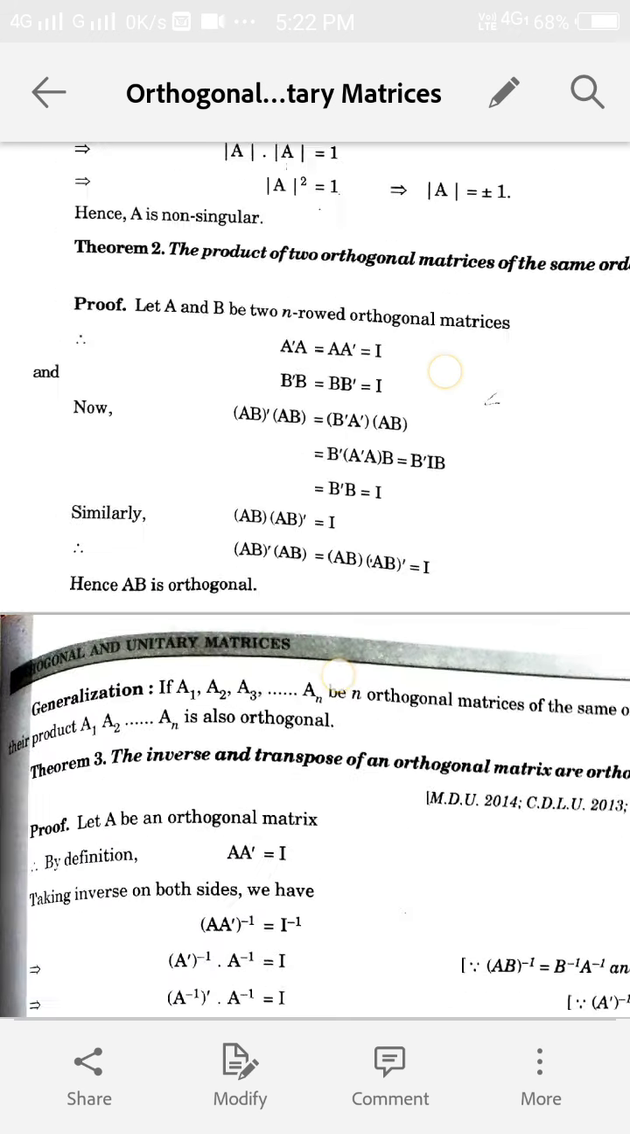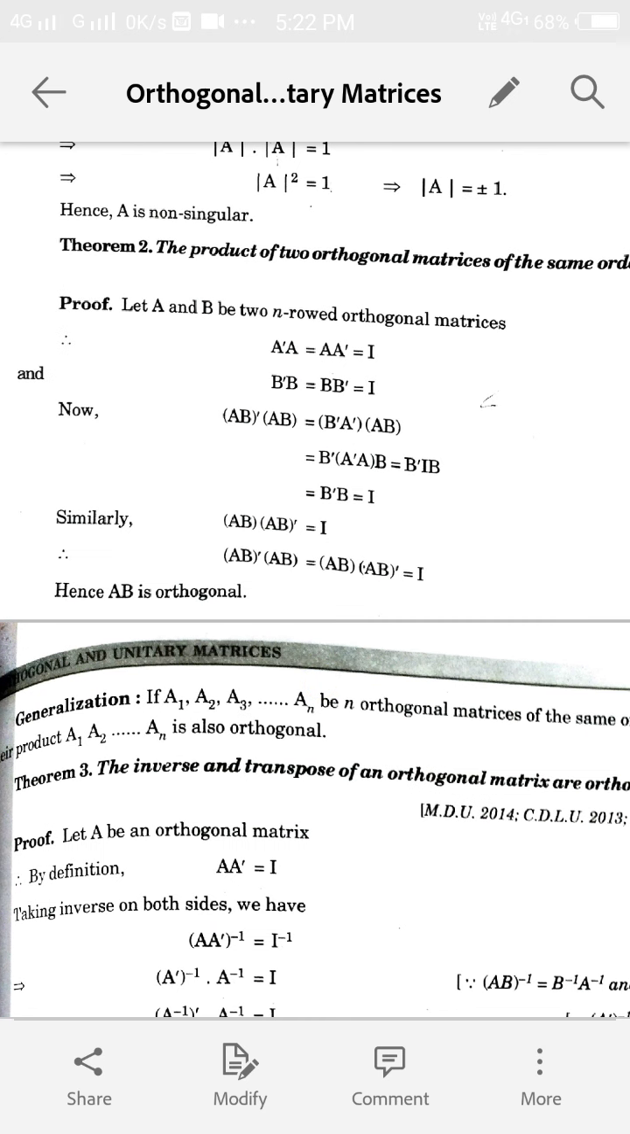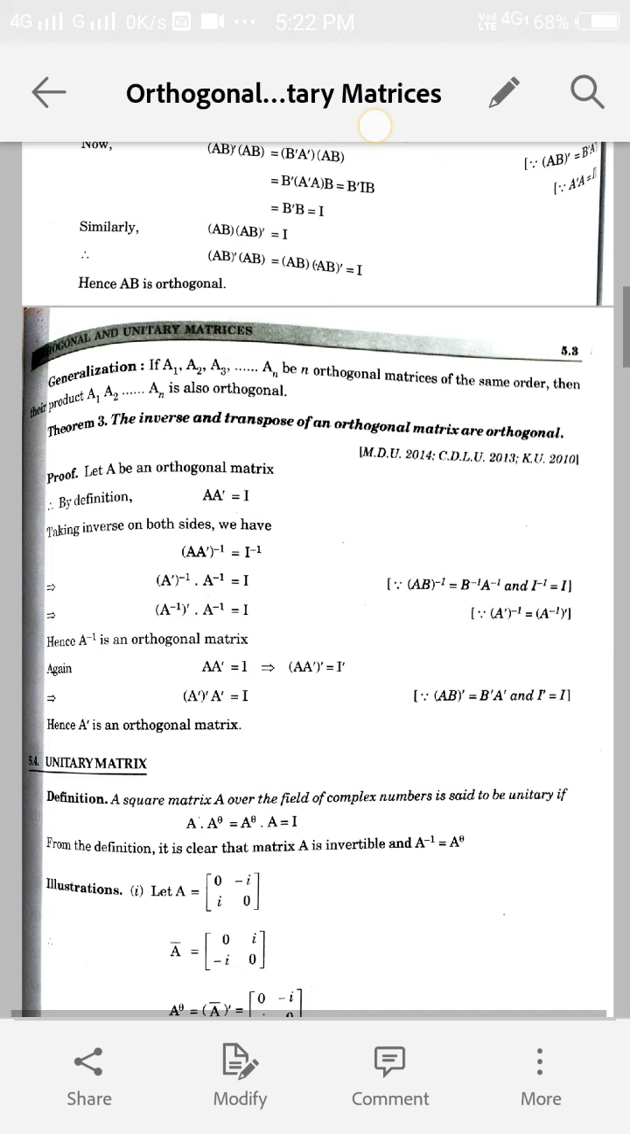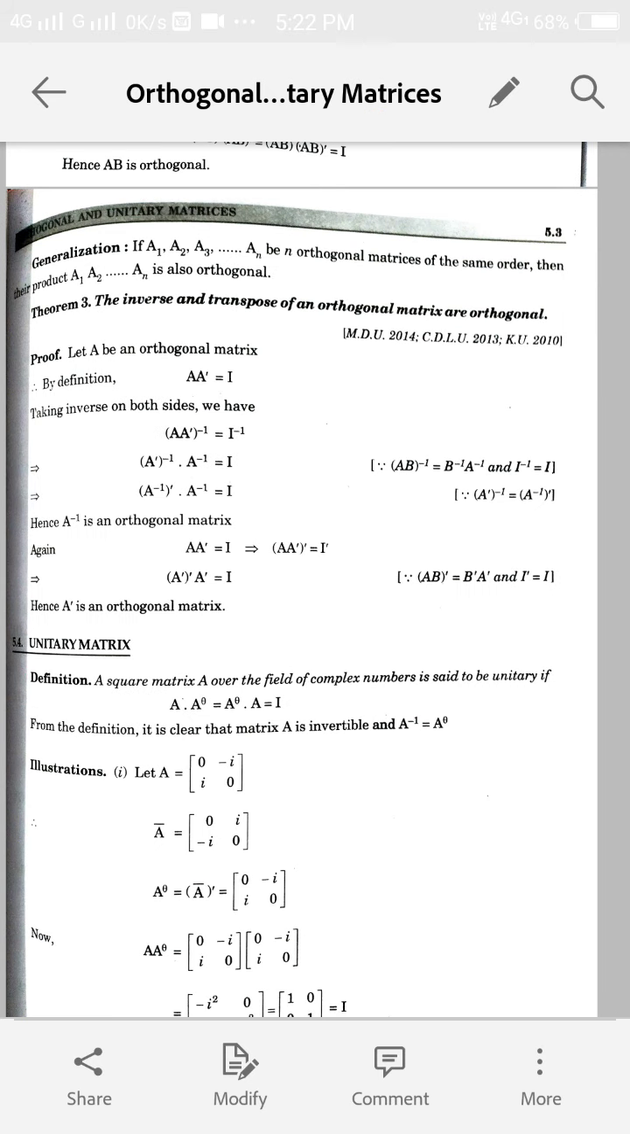So we have proved that AB transpose into AB is the identity matrix. Similarly, we can prove that AB into AB transpose equals identity. So from here we can say that if A and B are orthogonal, then their product will also be orthogonal, and we can generalize this result to n orthogonal matrices. If A1, A2, A3, ..., An are n orthogonal matrices of the same order, then their product, that is A1 into A2 into A3 up to An, will also be orthogonal.